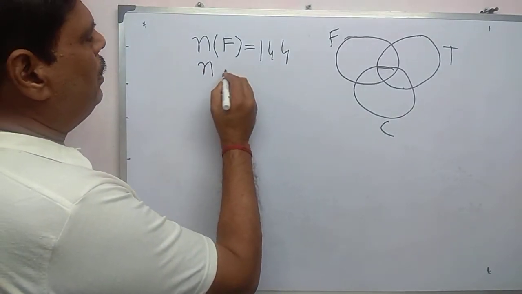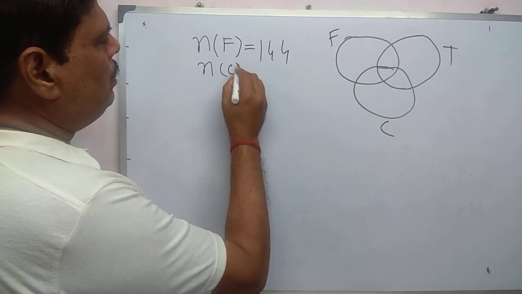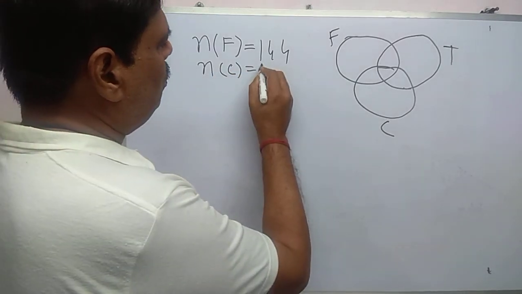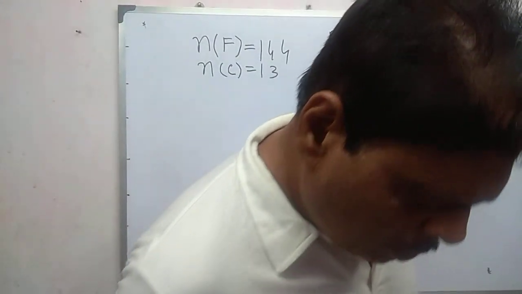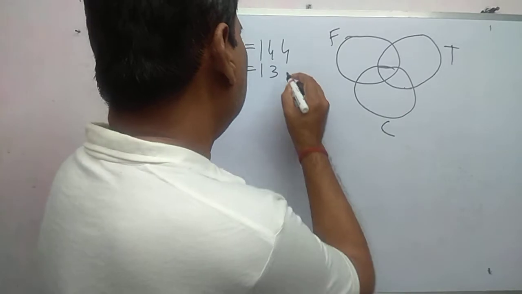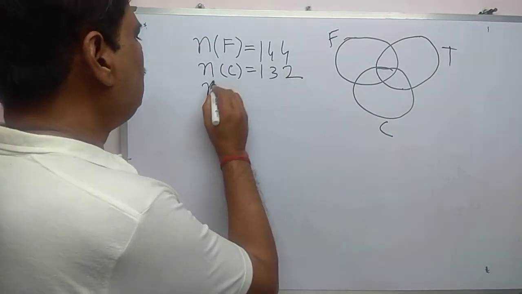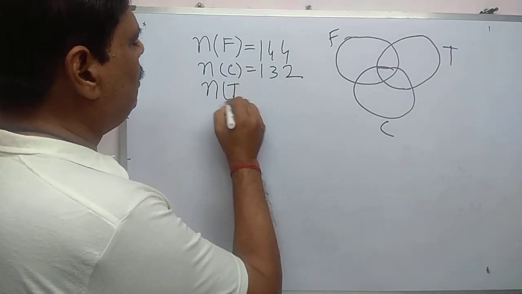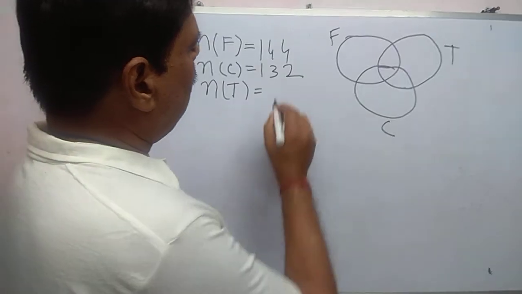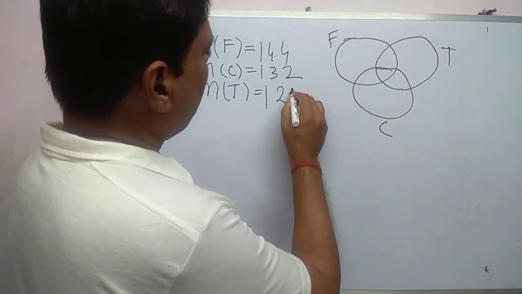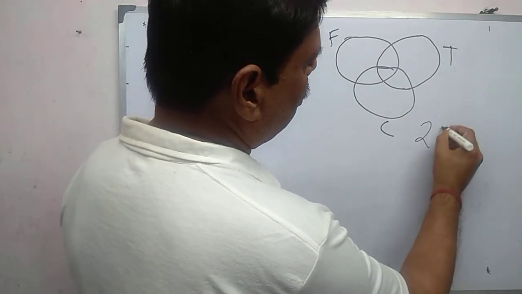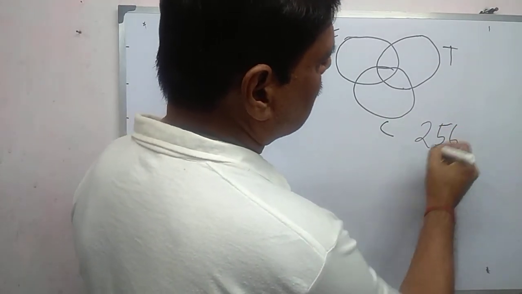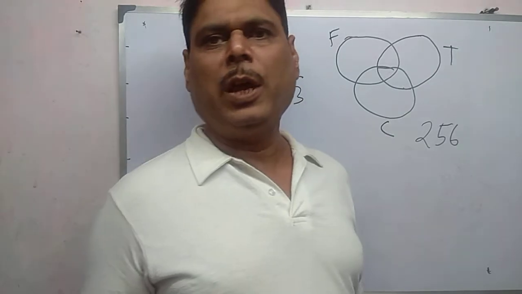Total cricket playing is 132. Yes, 132. And total tennis playing is 123. And it is given that altogether 256 persons are involved with these games.